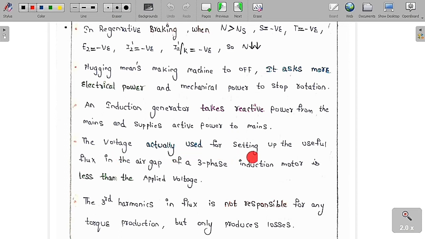The voltage actually used for setting up the useful flux in the air gap of a three-phase induction motor is lesser than the applied voltage. Yes, if you give an applied voltage, some of the voltage is dropped in the resistances. With the remaining voltage only, we produce the useful flux. Therefore, the voltage used for setting up the useful flux is lesser than the applied voltage.